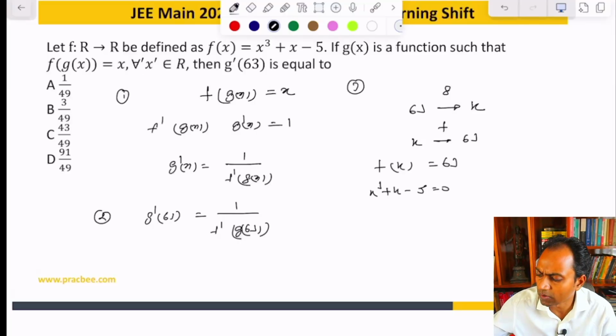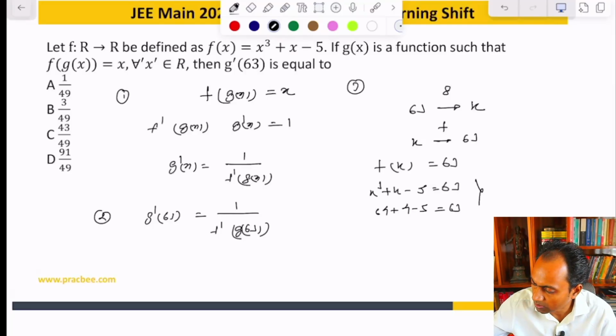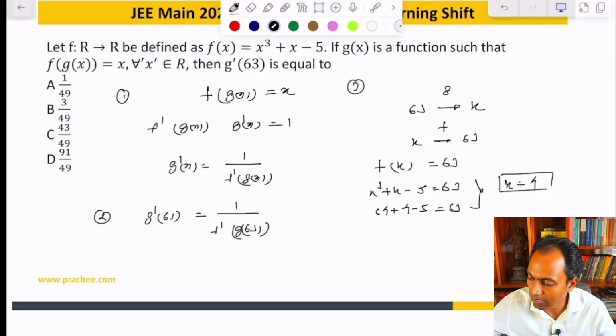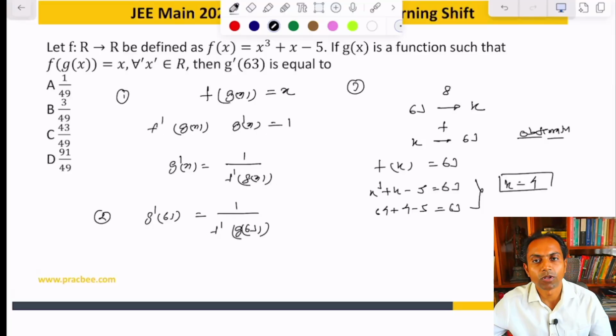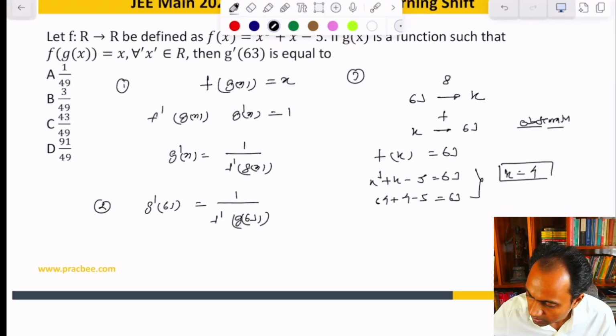So now think of what can be the possible values. If I put 3, it would be less. If I put 4, so 4 cube would be equal to 64, plus 4 minus 5 is 63. So now we can see that this actually comes out to be 63. So the possible value of k would be equal to 4. And most of the times, we will have to do this by observation. This is important in all such inverse based questions.